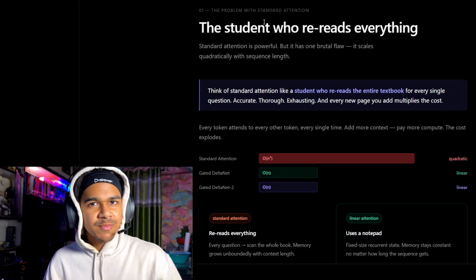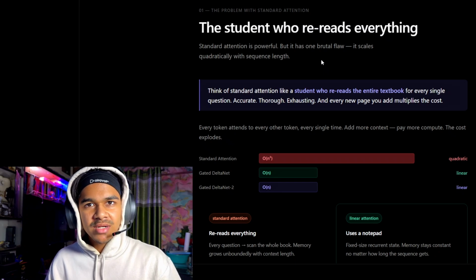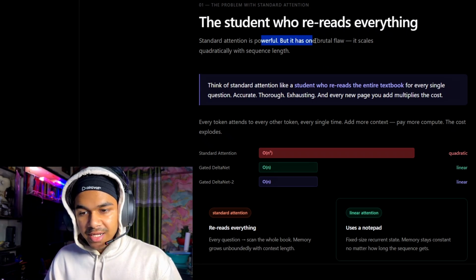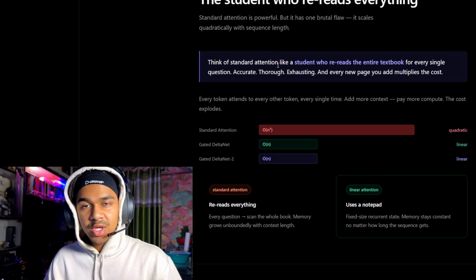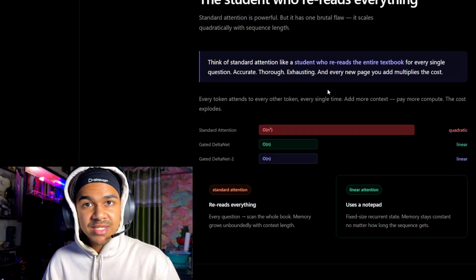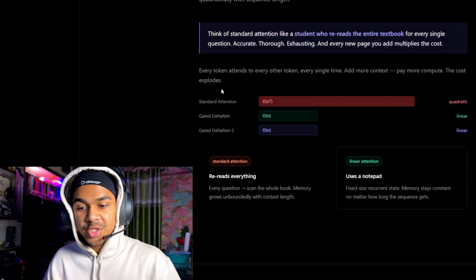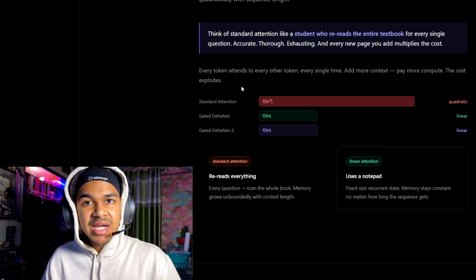Standard attention is powerful, but it's like a student who rereads everything every time. Question number 1, maybe you got the answer from the textbook. But for question number 2, he rereads the entire textbook again, so it explodes quadratically. Standard attention is powerful, but it has one brutal flaw. It scales quadratically with sequence length. Think of standard attention like a student who rereads the entire textbook for every single question. Accurate, thorough, exhausting, and every new page you add multiplies the cost. As I said, it explodes quadratically. Every token attends to every other token. That is good for accuracy, but it needs unlimited, infinite compute.